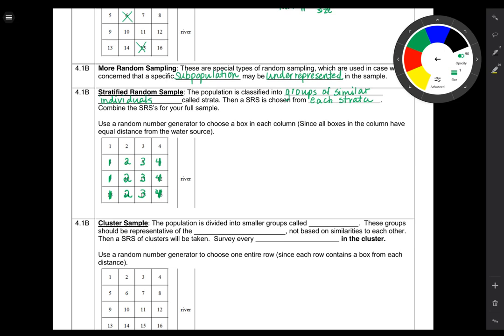So we are going to use a random number generator to choose a box in each column. Oh, that's for the one for stratified by column, my bad. So for this one, we are going to do the same thing, but we are going to pick a box from each row. So in this case, we would do random integer, and we don't even have to put that 1 because we're going to do it 4 times. So what I got was I got a 2, a 4. In this row, I got a 3, and in this row, I got a 4. All right, so we'll leave that be.